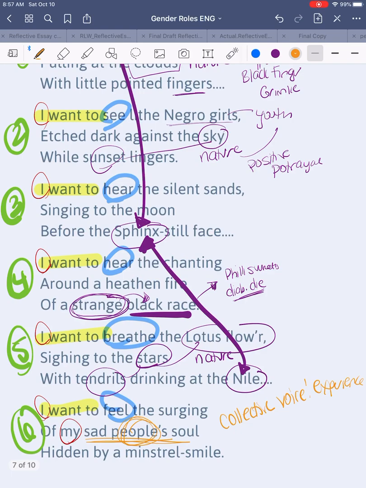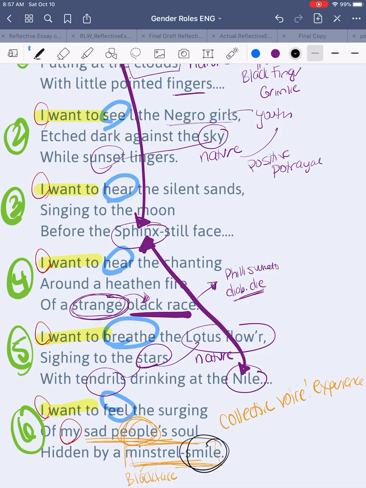Also, let's zoom in here on this minstrel smile. What is the poet talking about there, or the speaker of the poem? So minstrels have a connection to blackface, where white actors would paint their faces black and portray Black people in singing and dancing. Also, we see here the word smile, and that is significant.